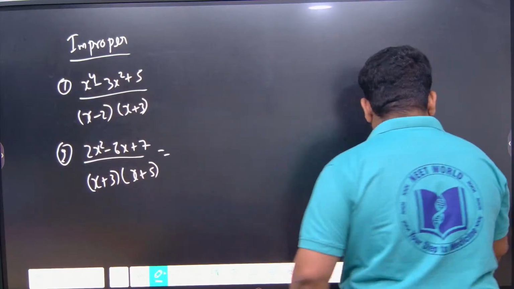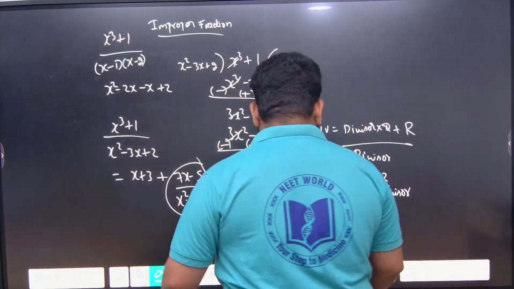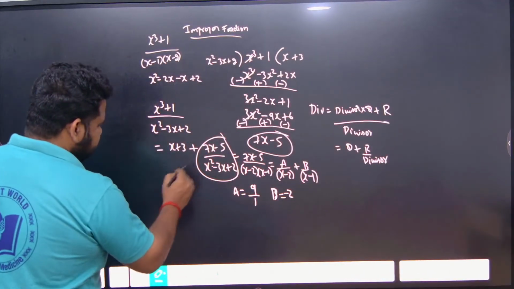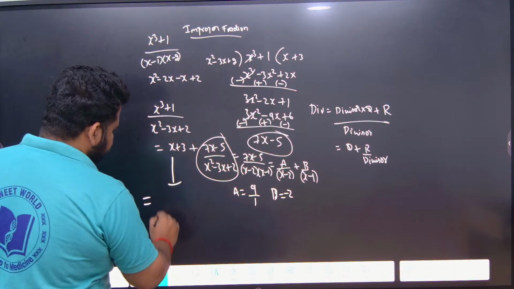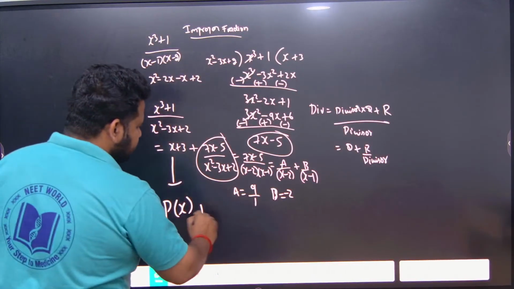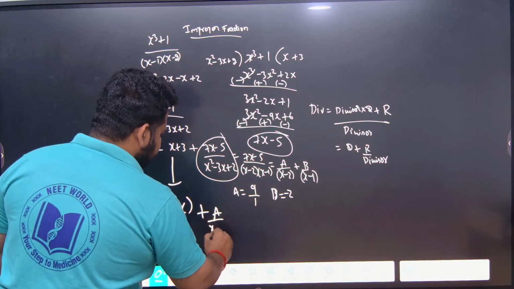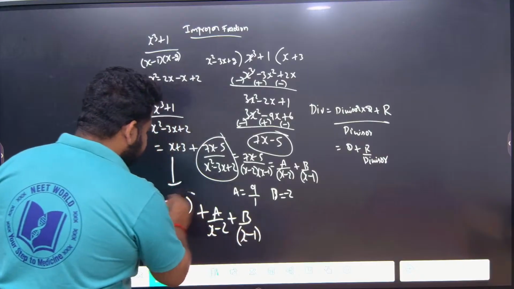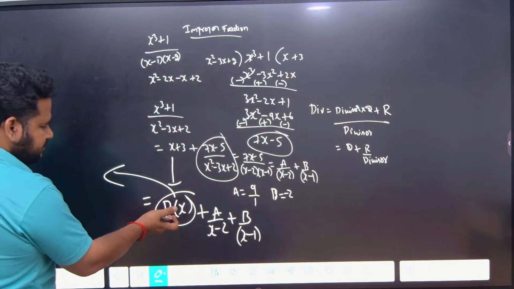Now let me simplify this further. Previously, this partial fraction we wrote in the form px plus A by x minus 2 plus B by x minus 1. This linear form is called px, and we got it in linear.